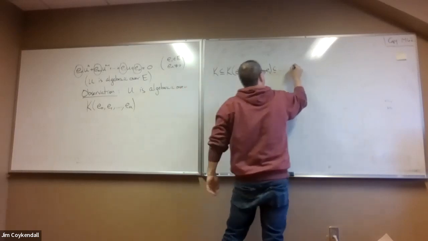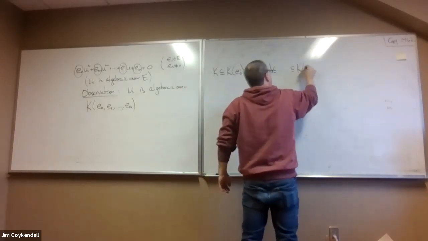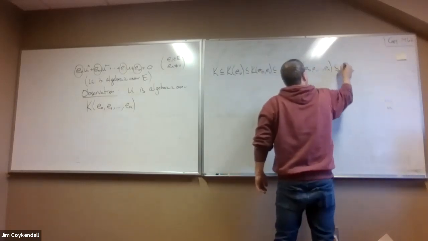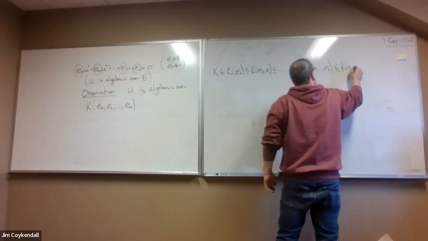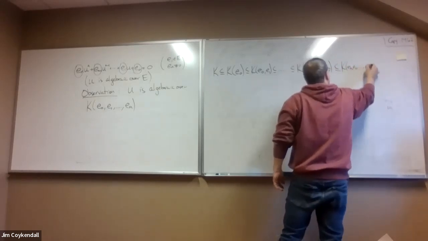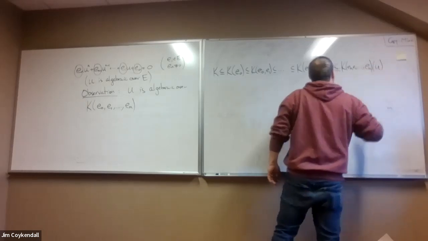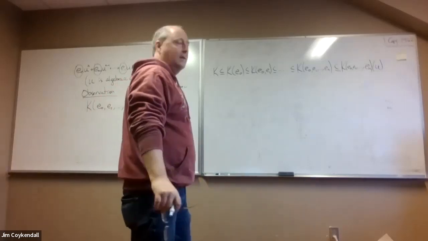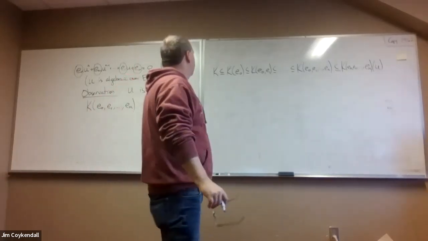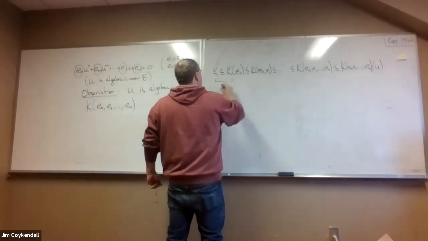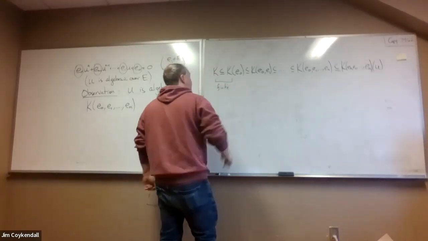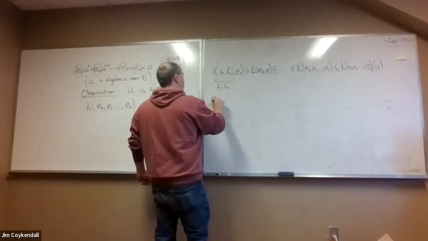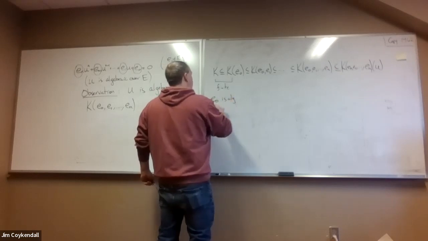Let me go up every time here. And finally, check it out. This is finite. Why? Because E0 is algebraic over K.